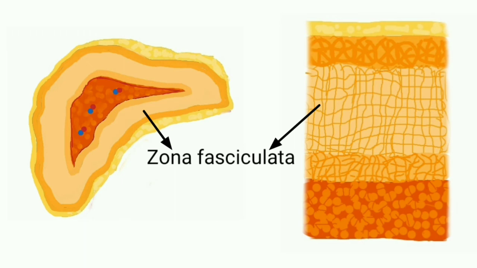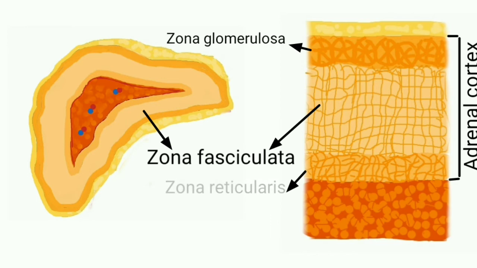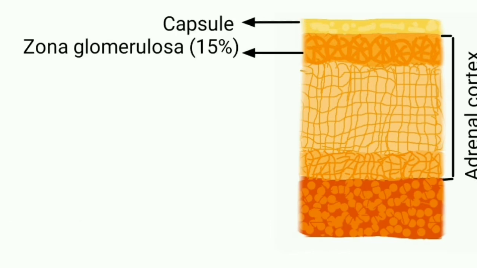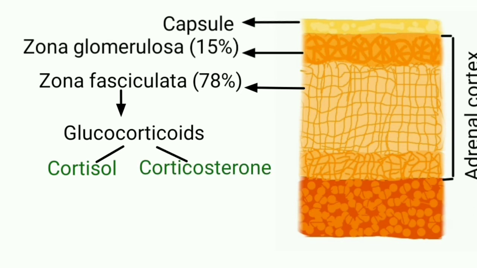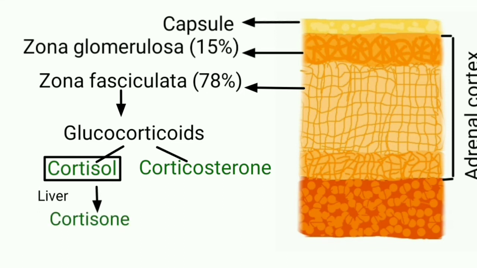Zona fasciculata. The zona fasciculata is the middle zone of the adrenal cortex and is the layer situated between the zona glomerulosa and the zona reticularis. It is the thickest of the three zonas that constitute near 78% of the cortical volume. Zona fasciculata is made up of parenchymal cells known as spongiocytes arranged into columns. The cells of the zona fasciculata secrete the glucocorticoids, cortisol and corticosterone. The most important of these is cortisol, some of which the liver converts to cortisone.